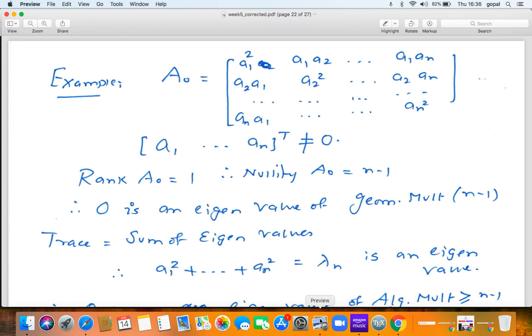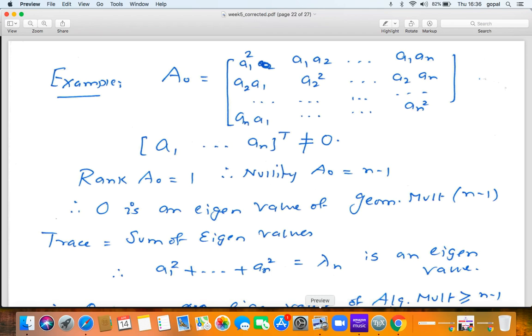Okay. What is the trace of the matrix a1 squared plus a2 squared plus an squared? The trace is the sum of the eigenvalues. I know that the sum of the eigenvalues is lambda 1 plus lambda 2 plus dot dot dot plus lambda n. I know the value of that.